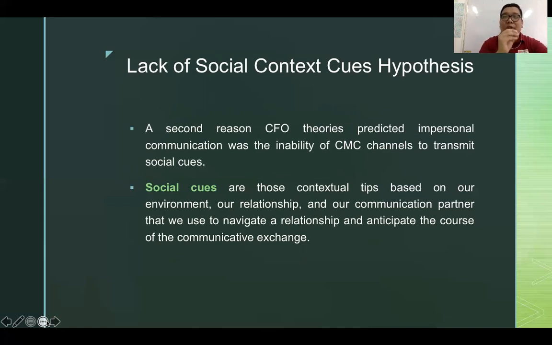So if we have social emotional cues, we also have these social cues, which are those contextual tips based on our environment, our relationship, and our communication partner that we use to navigate a relationship and anticipate the course of the communicative exchange. For example, the people surrounding you during a communication process, the environment, the different internal and external factors that could affect the way you communicate with the person.